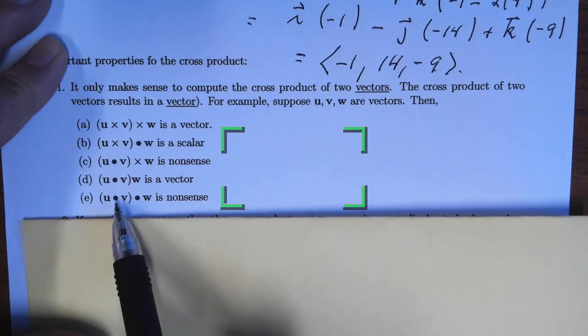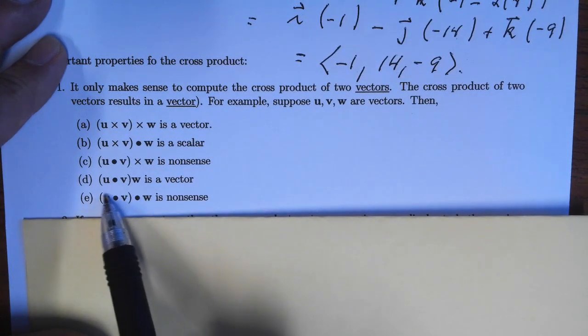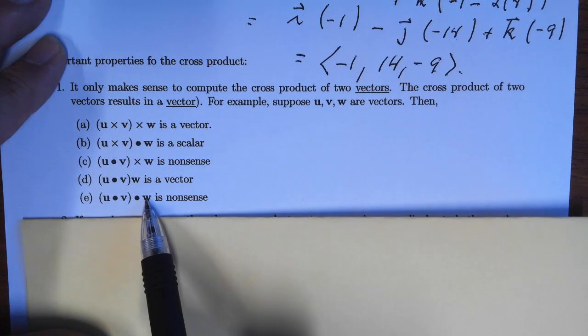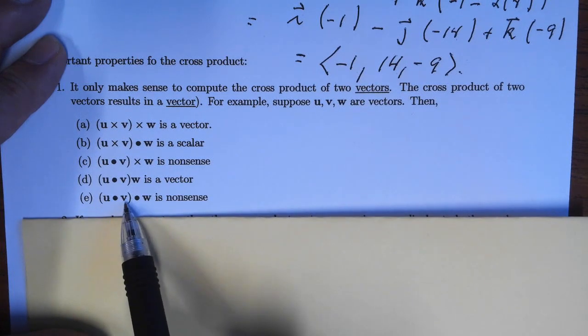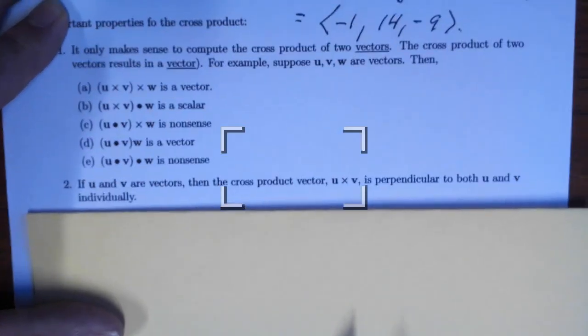Another example, U dot V, result dotted with W. This U dot V is a number. We cannot take the dot product of a number with a vector. We can only take the dot product of a vector with another vector. So this is nonsense as well.